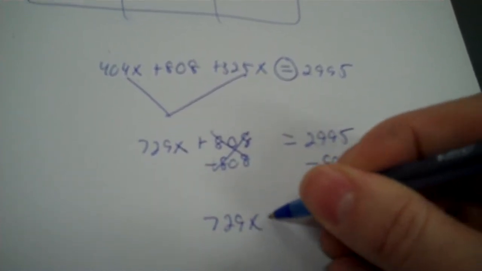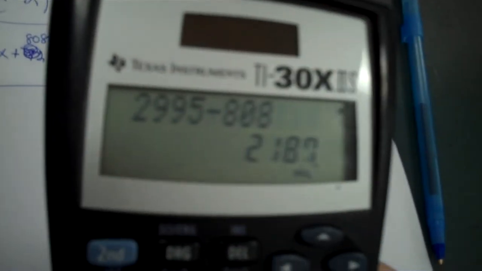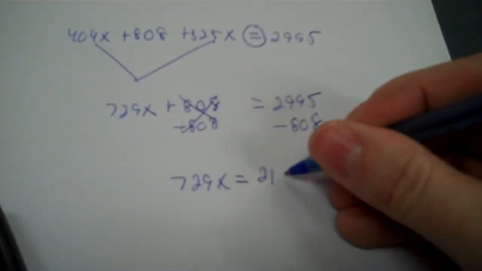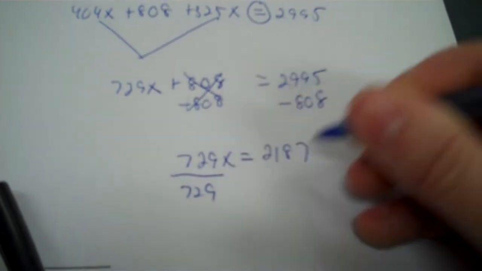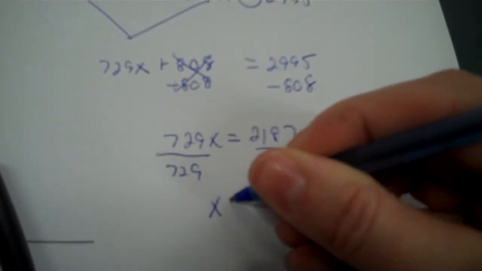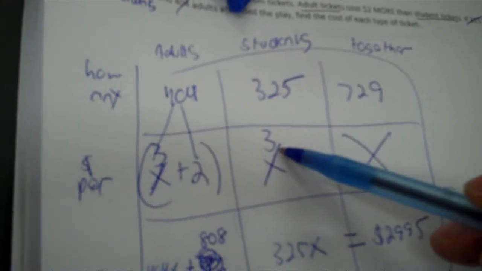And 729x equals 2,187. Then it's dividing time by 729. Okay, I got 3. So x is 3. So these x's in the middle row now go to 3. So the students cost $3 per ticket. And then the adults, 3 plus 2 is 5. Okay, last one.